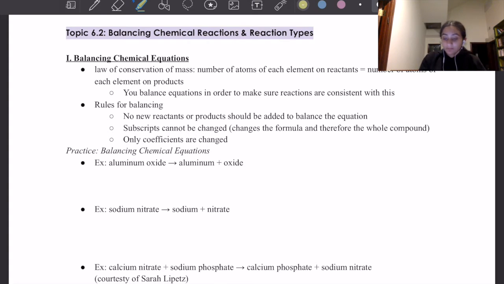Okay, so at the end of my last video, I talked about the law of conservation of mass and how when you're writing chemical reactions, it's important that the number of atoms on the reactant side always equals the number of atoms on the product side. And this is also true for mass. So the mass of the reactants should always equal the mass of the products. And this is why we balance equations. So often you might be given an equation that is not balanced and the law of conservation of mass is not consistent. So you'll need to add coefficients in order to make sure there are the same number of atoms of each element on the reactant side as there are on the product side.